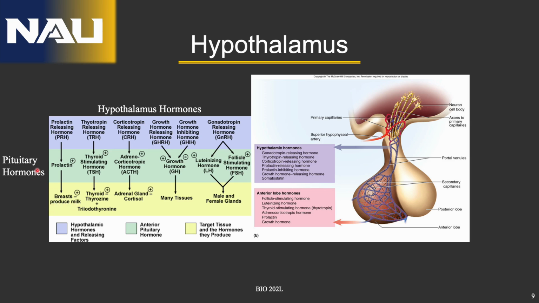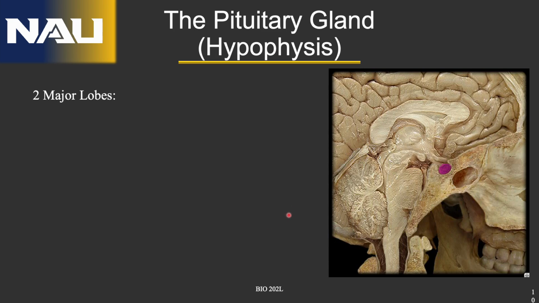So we'll break down each one of these pituitary hormones because these are what you're expected to know. But it is also very important to know that the hypothalamus hormones are regulating these. You don't have to memorize these ones, but please do understand these. So now we can move on to the pituitary gland. You can see it here highlighted in purple.